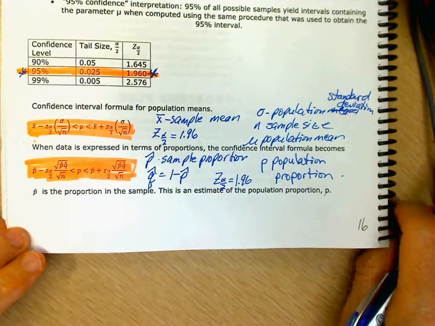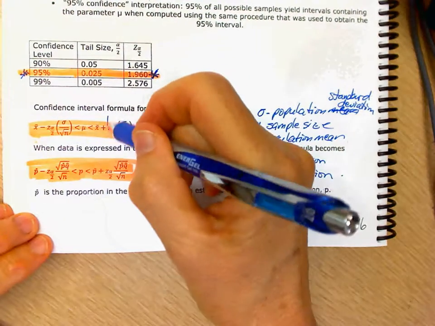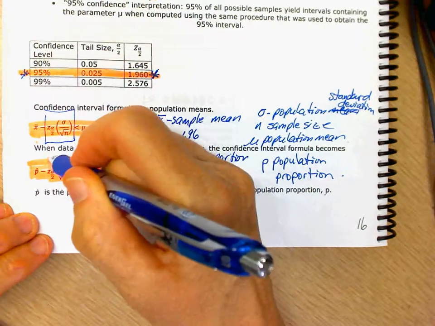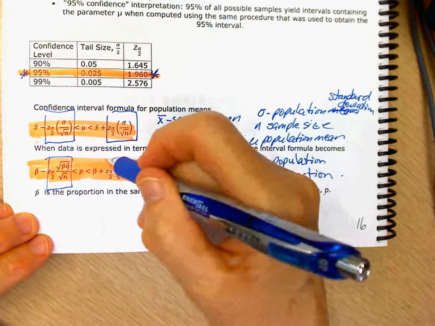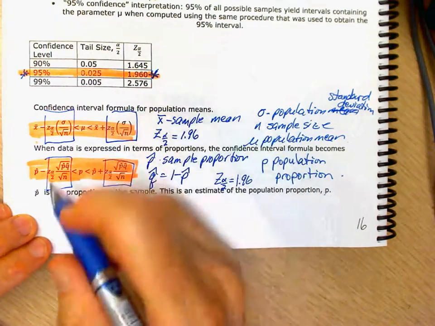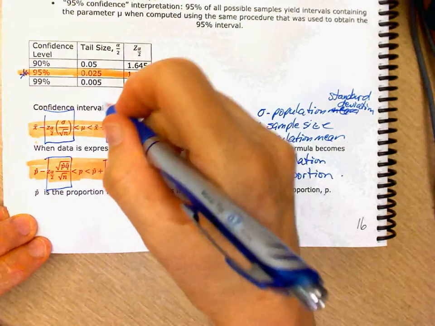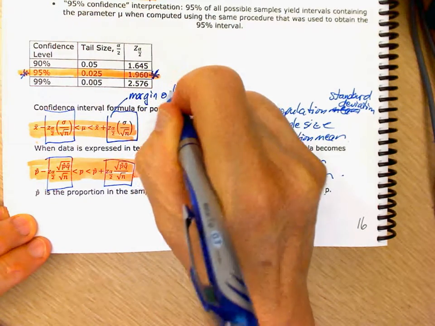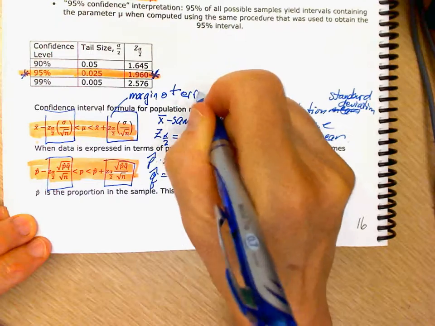So this part here is called your margin of error. All these boxes are margin of error, or ME for short.